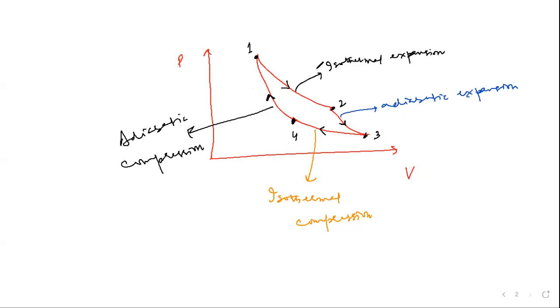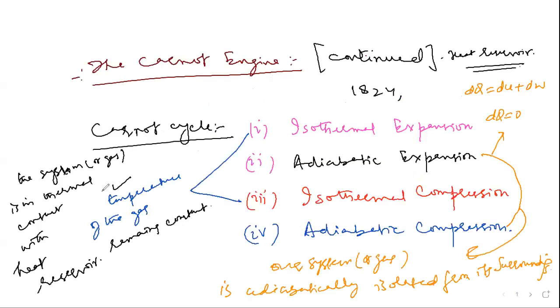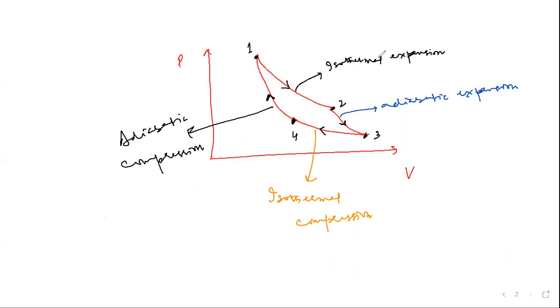Now during this first step, I said during isothermal expansion, my system is in thermal contact with heat reservoir. Now here I specify in isothermal expansion, if this is my system, it is in thermal contact with hot reservoir. It is hot reservoir.